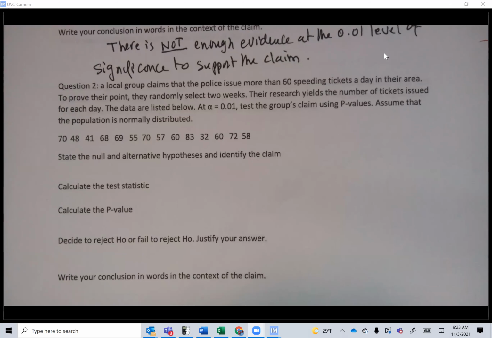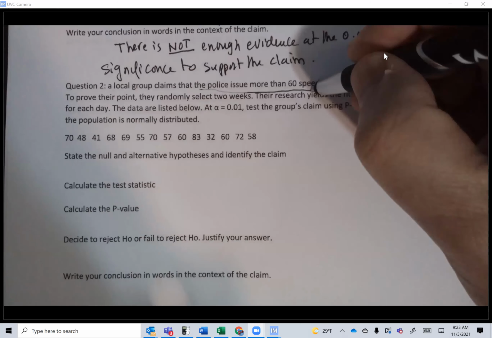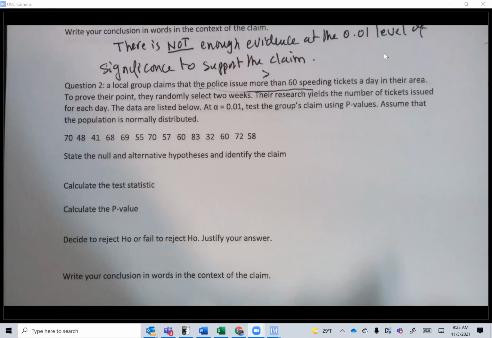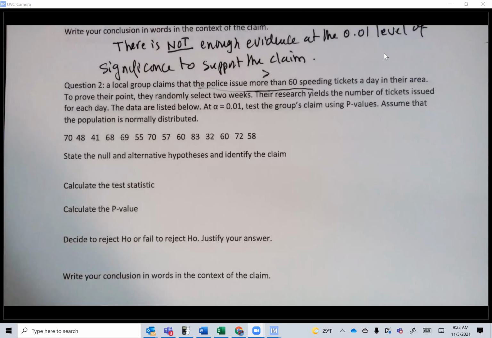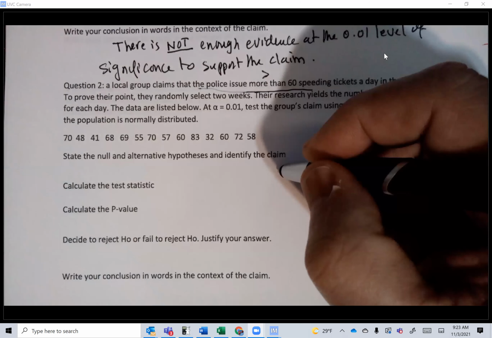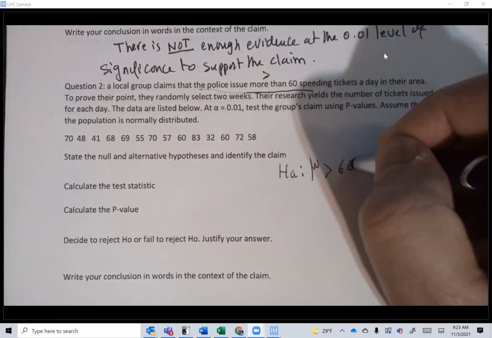Remember, guys, if the sample size is less than 30, we have to assume that the population is bell-shaped. Okay, state the null and the alternative hypothesis. Well, look what the claim is. The police issue more than 60 tickets. More than means greater than. Well, if it is greater than, guys, you know it's going to be in the alternative hypothesis. So your claim is in the alternative hypothesis. So you state HA. It's about the mean, not a proportion. You didn't say percent. That's the claim.